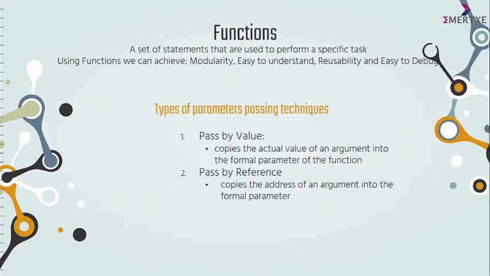Functions. A function is a set of statements that's used to perform a specific task. Using functions, we can achieve modularity, easy understanding, reusability, and easy debugging. There are two types of parameter passing techniques: pass by value and pass by reference. Pass by value copies the actual value of an argument into a formal parameter of the function. Pass by reference copies the address of an argument into a formal parameter.